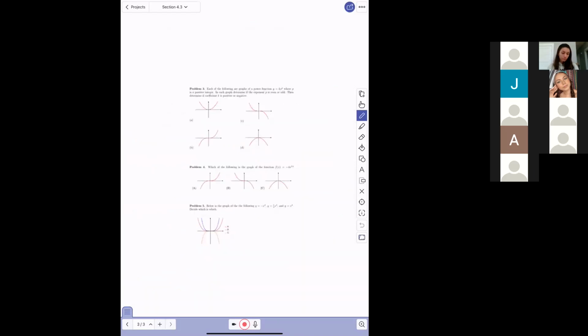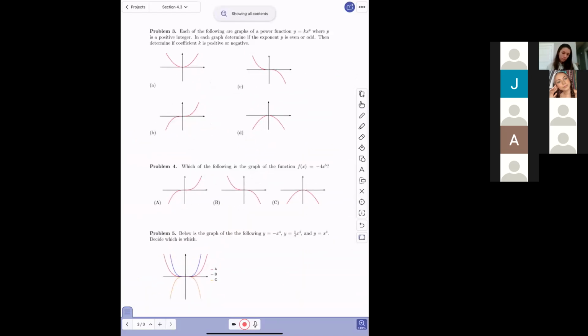Okay, moving on then. Each of the following are graphs of the power function y equals k times x to the power of p, where p is a positive integer. In each graph, determine the exponent p, if it is even or odd, then determine the coefficient k, if it is positive or negative. So we talked about this in the beginning of class. We said that if p is even, we have some sort of parabola.